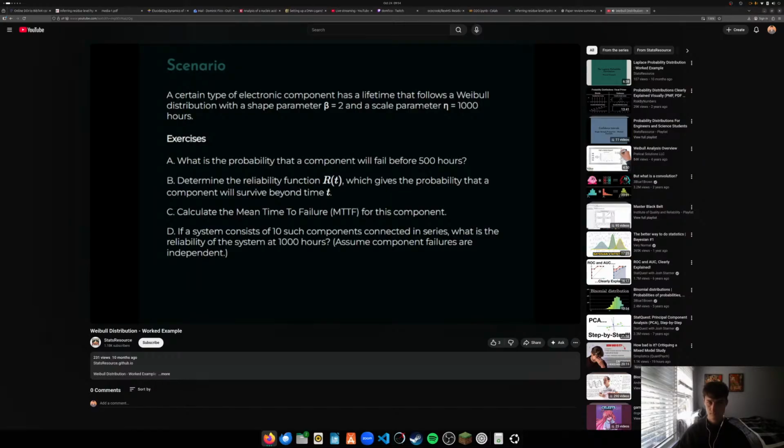Just notice that you can get varying types of notation for the parameters of the Weibull distribution. So here it's eta and beta, okay? Which may not be consistent, but that's just the way life is. One book is different to the other in terms of notation.